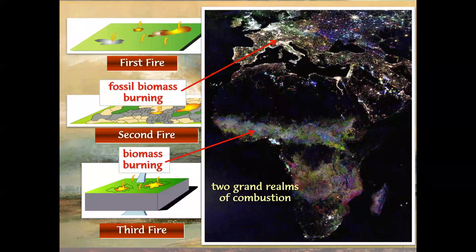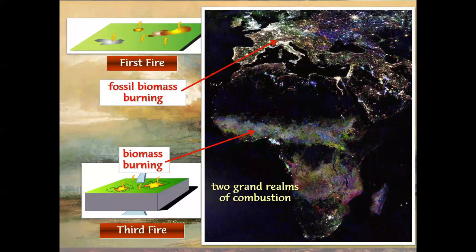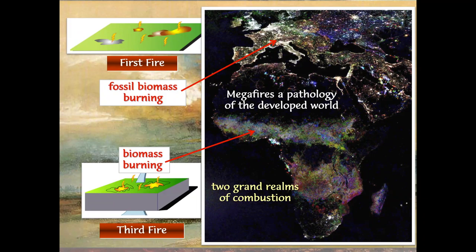And we see the world more and more in one or the other state, either continuing to burn living landscapes openly or having gone to a kind of third fire. Now, the European model is a little compromised. There's a lot of hydro, France is mostly nuclear, but these are still the results of really fossil fuel civilizations. And what gets lost in this is the middle ground. And that's what's so hard to restore. And shouldn't it strike us as odd that megafires are a pathology of the developed world?